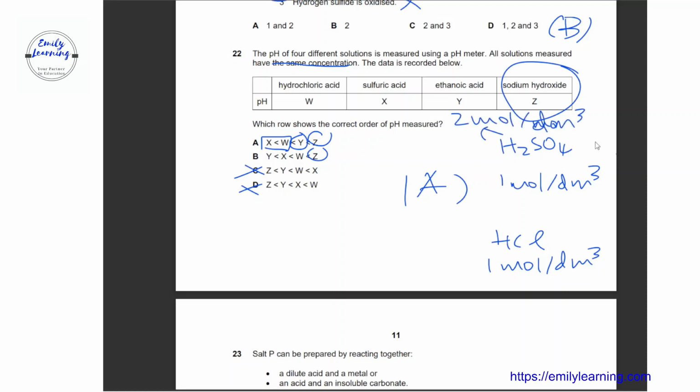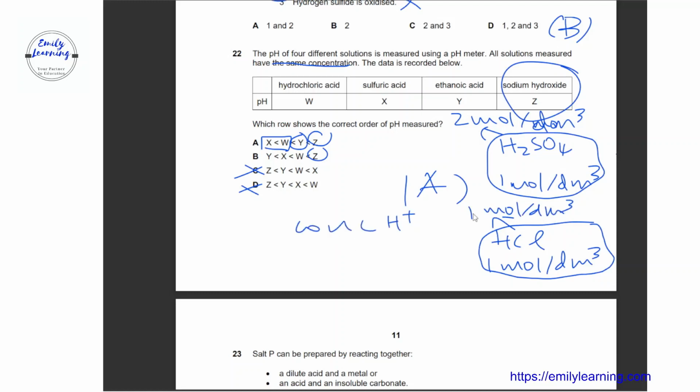If you have a 1 mole per dm cube H2SO4, but for a 1 mole per dm cube HCl, you only have 1 mole per dm cube H plus. So the concentration of H plus in H2SO4 is twice the concentration of H plus in HCl. Therefore, H2SO4 is more acidic and therefore it has a lower pH. Okay, so the answer is A.